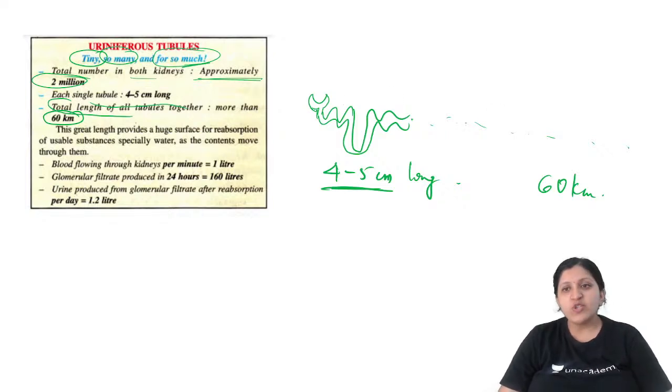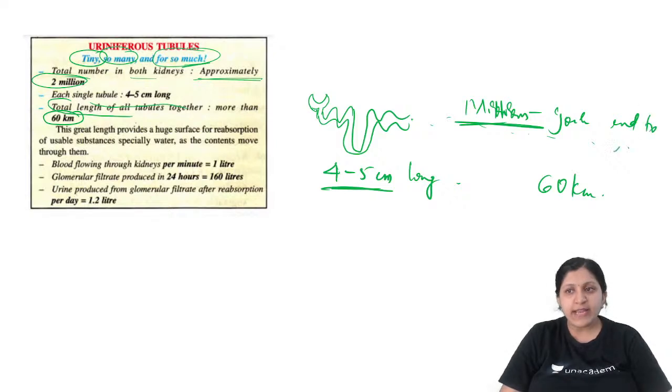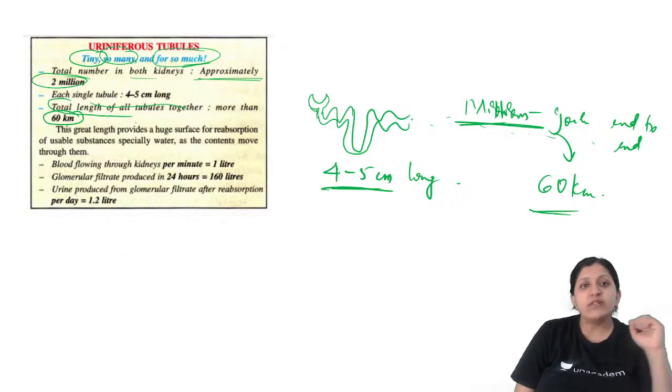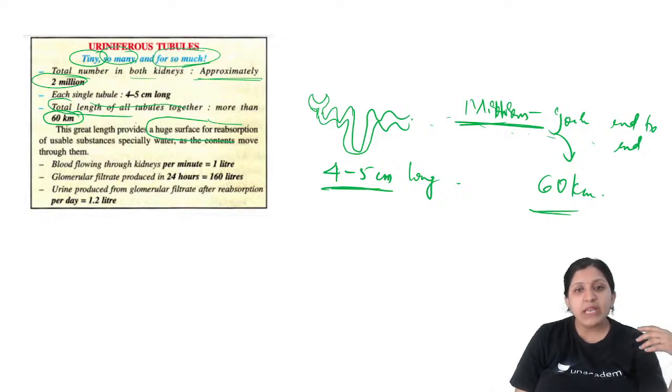All these millions of nephrons, if we join them end to end, what is going to happen? It is going to give us about 60 kilometers. So this great length will provide a huge surface area, mainly for the reabsorption of usable substances. We will see reabsorption, ultrafiltration and everything, and I'll explain it.